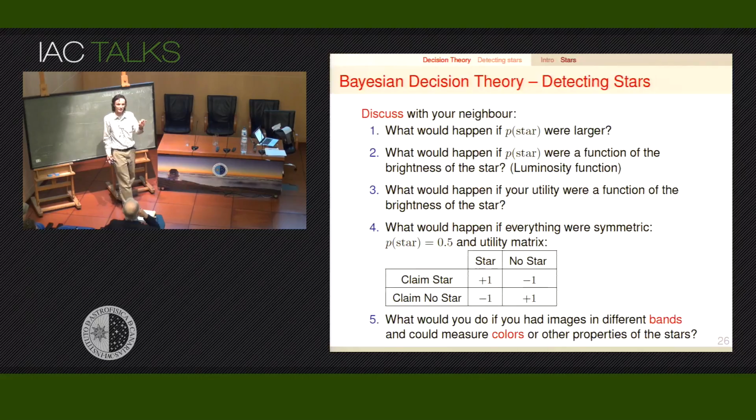If instead of 1 star every 1,000 pixels, there were 1 star every 10 pixels. Intuitively, what does that make you think? If you think a priori 1 out of 10 pixels is going to have a star, it should push you into being more likely to believe that there's a star, more likely to report that there's a star. Okay, here's a good one.